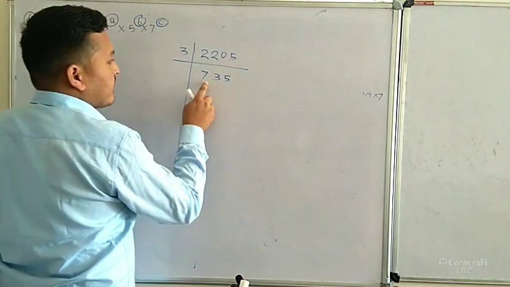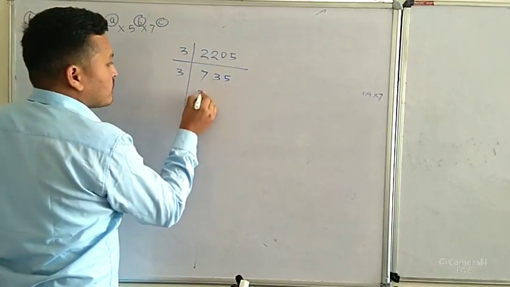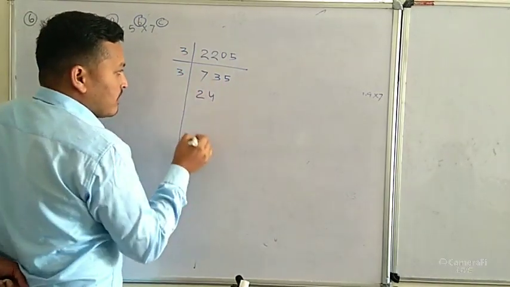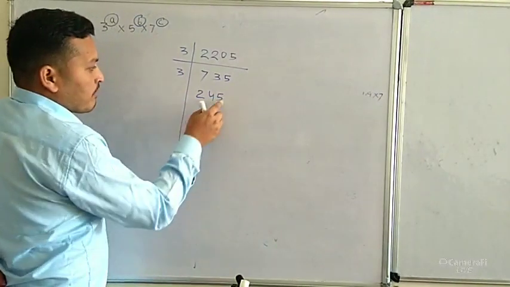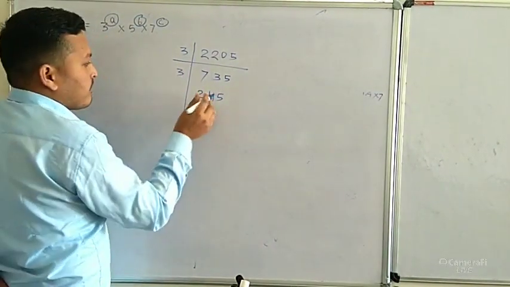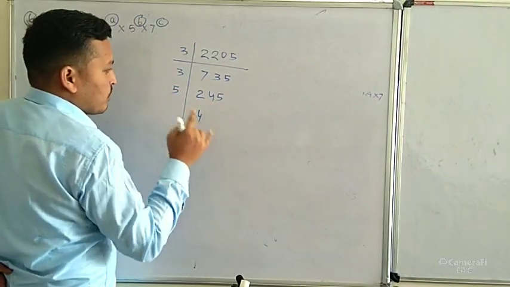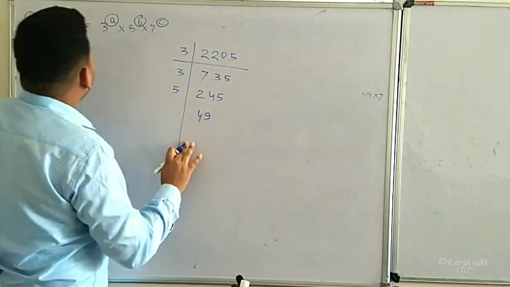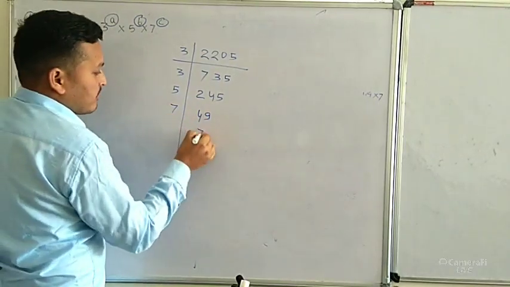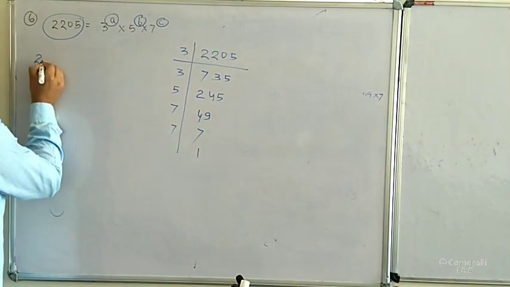Next, again it is divisible by 3. 7 and 3 is 10, and 5 is 15. So 3 twos are 6, 3 fours are 12, and 3 fives are 15, 245. 5 and 4 is 9, and 2 is 11. Now it is not divisible by 3, so we can divide this by 5. So 5 fours are 20, 5 nines are 45, and last, 7 sevens are 49 and 7 ones are 7. So what is the factorization of 2205?